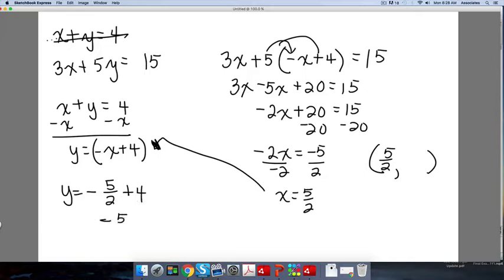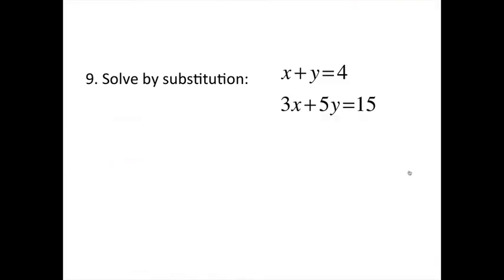So I get negative 5 halves plus 4 over 1. Remember, when you're adding fractions, all you have to do is multiply the denominators and then cross multiply. Negative 5 plus 8 is 3, and there's my answer. Now, I'm not going to check this one because I did it a little bit differently on the PowerPoint. So there's your answer. X is 5 halves. Y is 3 halves. So let's go back to our slate. Remember, you can always pause, teacher, if you want to.